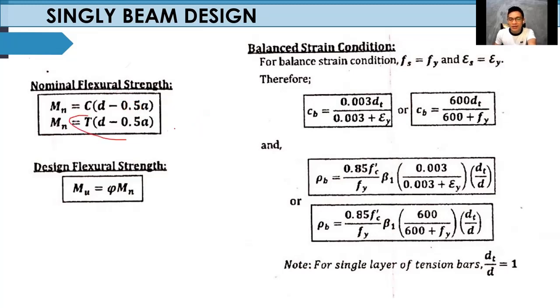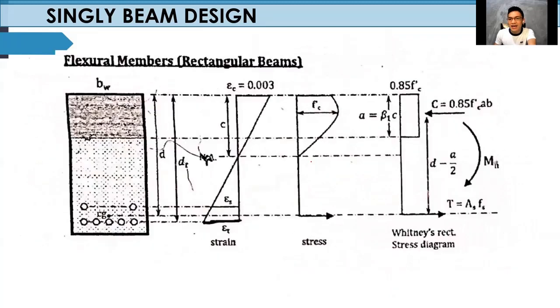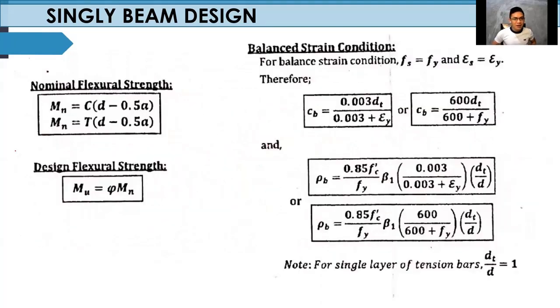Okay? So same pa rin if mag-moment ka dito sa itaas, therefore T natin is multiplied by D minus A over 2 para makuha natin yung ating MN or nominal. So therefore, kailangan natin si design flexural strength. So si design flexural strength, that is our MN multiplied by our phi.